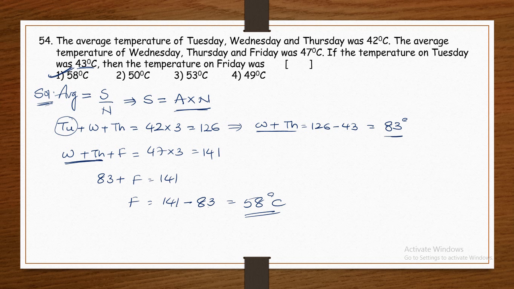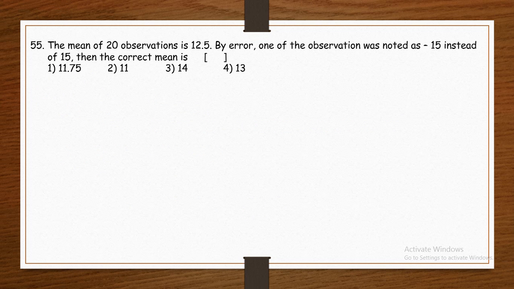Next, moving on to question number 55. The mean of 20 observations is 12.5. By error, one of the observations was noted as minus 15 instead of plus 15. Then the corrected mean is.